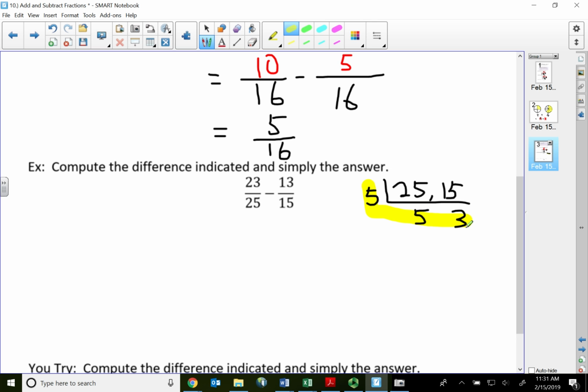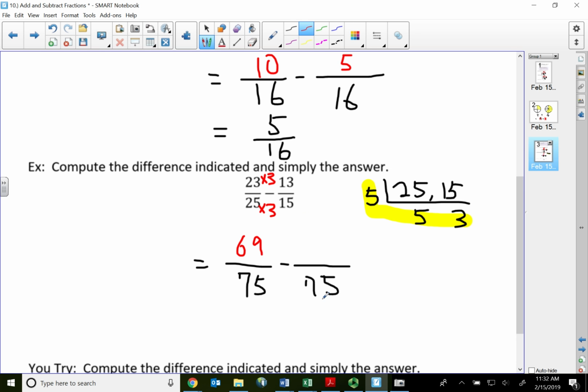So now multiply all the numbers on the outside. 5 times 5 is 25. 25 times 3, I believe, is 75. So my least common denominator is 75. 5 times 5 times 3, 75. All right, so the old denominator 25 to become the new LCD, I've got to multiply it by 3. The numerator will also be multiplied by 3. 23 times 3, which is 69.